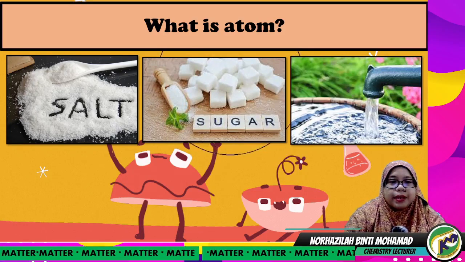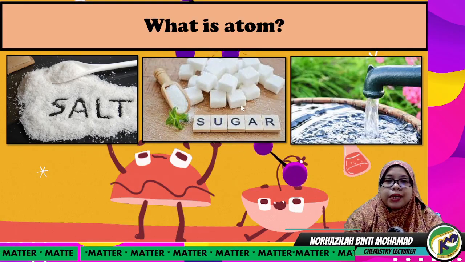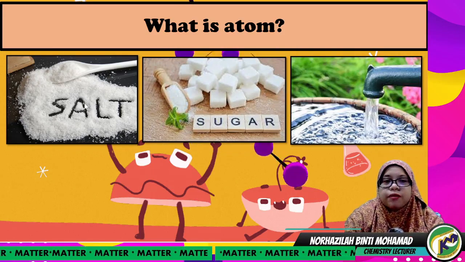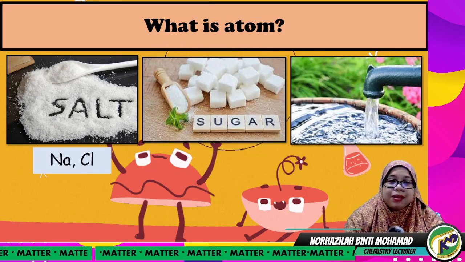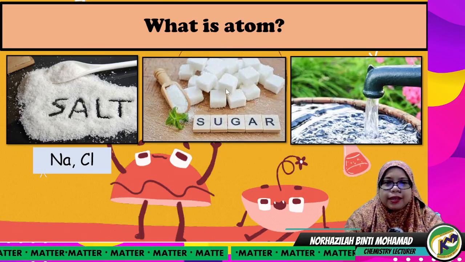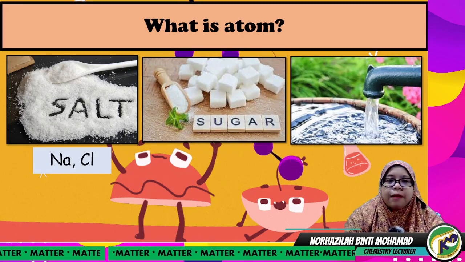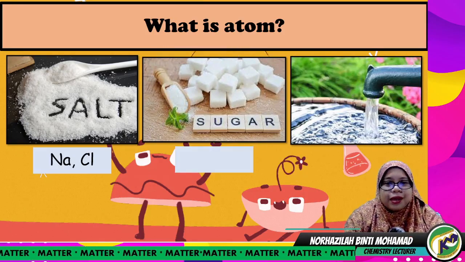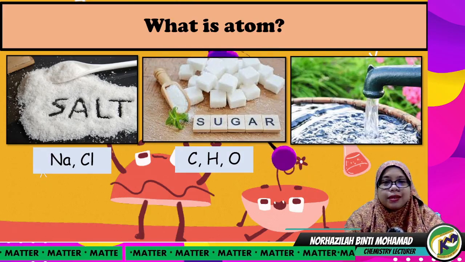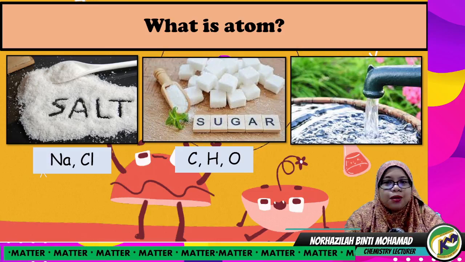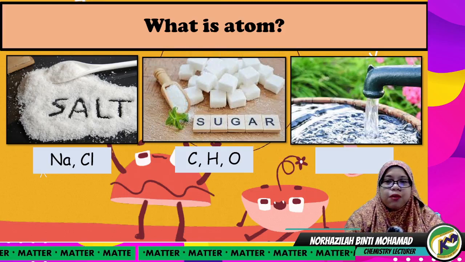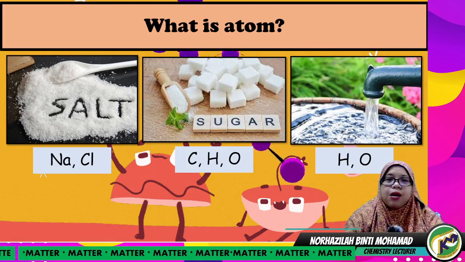And then we look at this example. I have salt, sugar and water. Can you guess the smallest particles of salt? Yes, the smallest particles of salt are sodium and chlorine. How about sugar? The smallest particles of sugar are carbon, hydrogen and oxygen. And how about water? We all know about water, right? The smallest particles of water are hydrogen and oxygen.